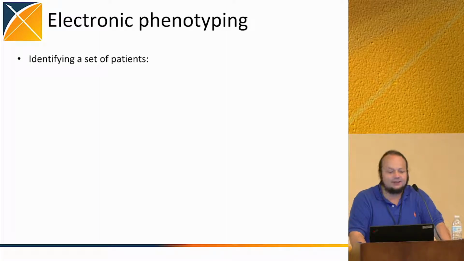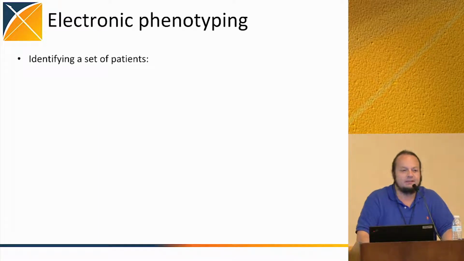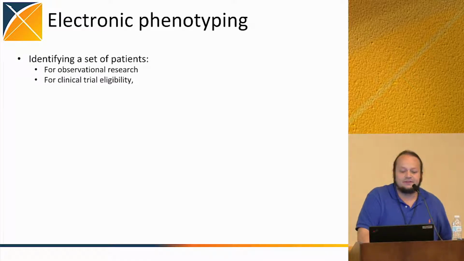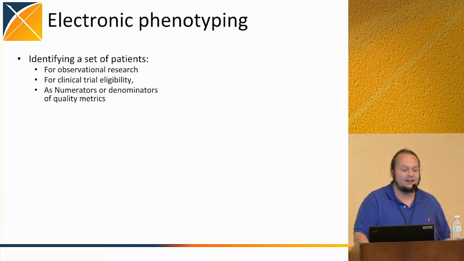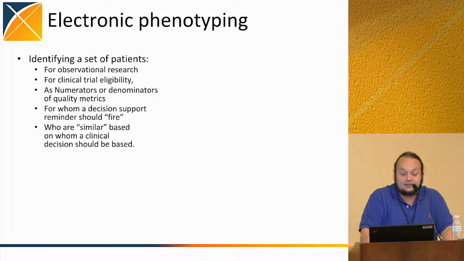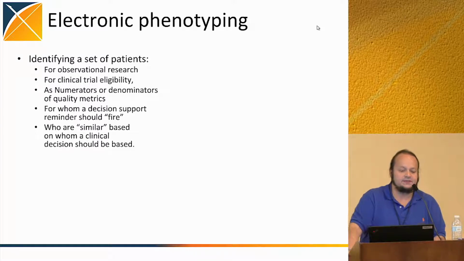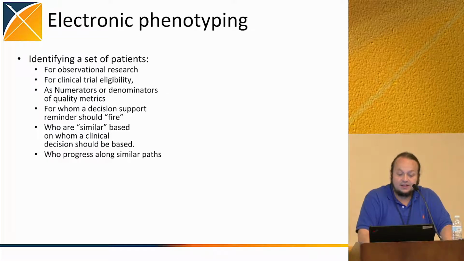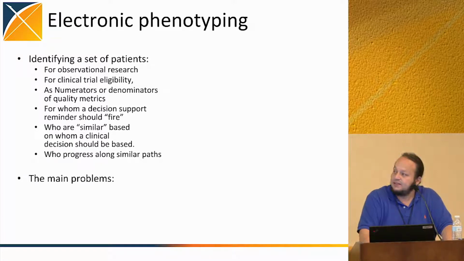So for electronic phenotyping, like we discussed, the main purpose is to identify a set of patients for observational research, clinical trial eligibility, quality metrics and other things. Or for a decision support system, based on similarity, identifying people for a clinical decision who are progressing along the same paths.